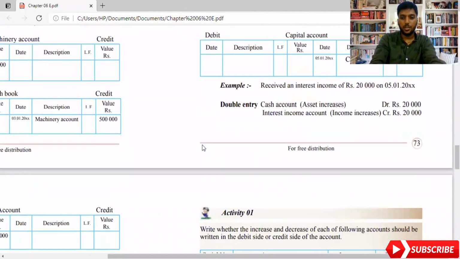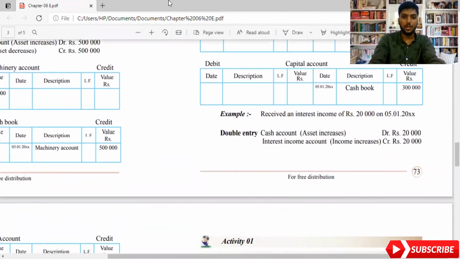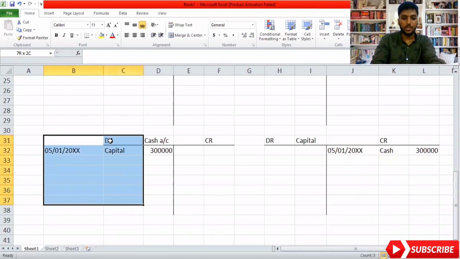You have received an interest income of 20,000 on 5th first 2000. So again, you have received an income. Income is a credit account. But what type of income is that? Interest income account. And also, when you receive income, it is going to affect your cash account because you are getting some sort of money. So I'm going to copy this adjustment number 4.